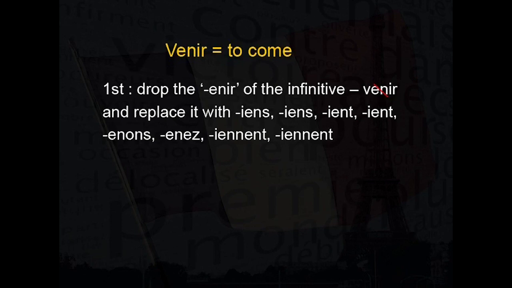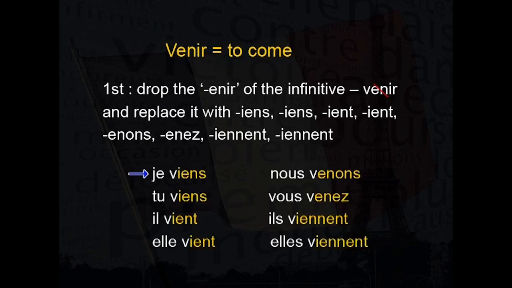So here's the complete conjugation. Je viens, tu viens, il vient, elle vient, nous venons, vous venez, ils viennent, elles viennent. As you can see, only the first letter of the verb has remained intact.